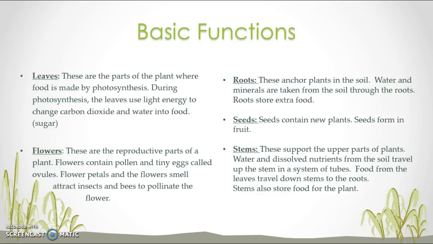Leaves. The leaves are designed to capture sunlight to make food. These are the parts of the plant where food is made by photosynthesis. They take in carbon dioxide from the air, water from the soil, and energy from the sunlight. The leaves use the light energy to change carbon dioxide and water into food, which is sugar for the plants.